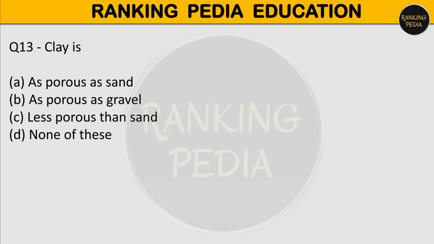Next question is, clay is, your option A is as porous as sand. Option B is as porous as gravel. Option C is less porous than sand. Option D is none of these. So clay is less porous than sand. That is option number C is correct.